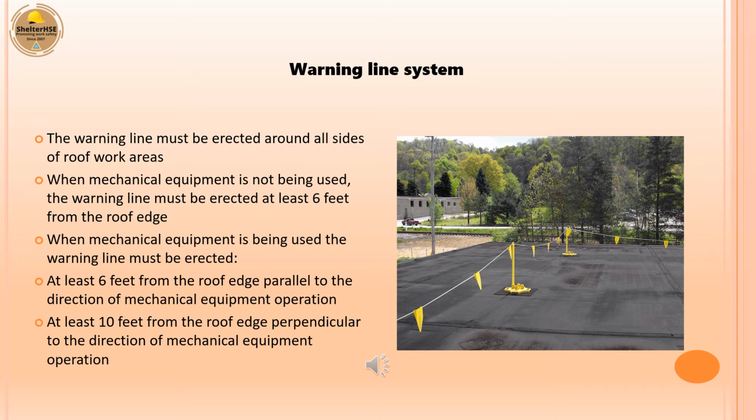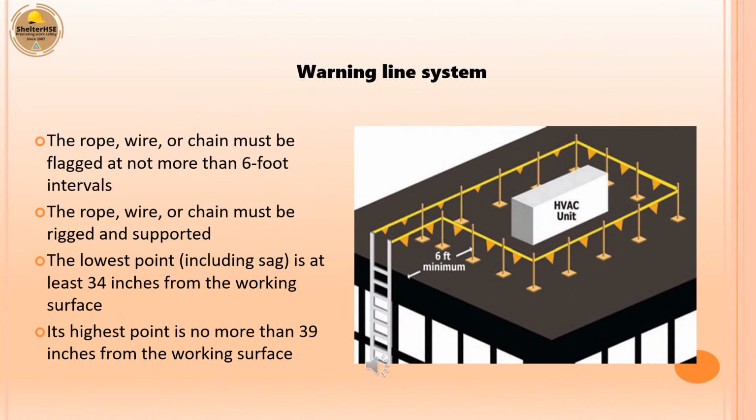The rope, wire, or chain must be flagged at not more than 6-foot intervals. The rope, wire, or chain must be rigged and supported. The lowest point, including sag, is at least 34 inches from the working surface. Its highest point is no more than 39 inches from the working surface.